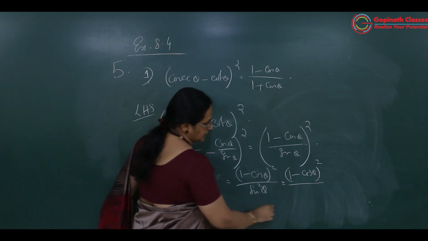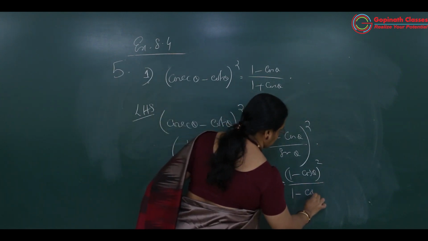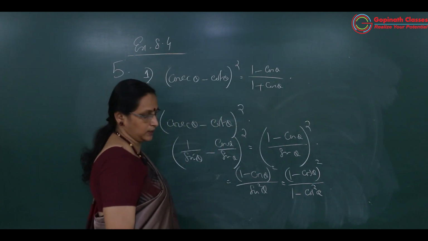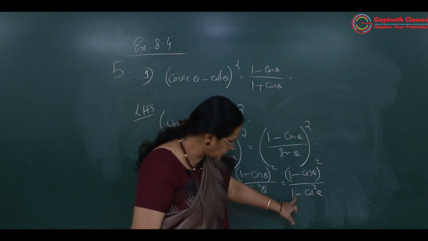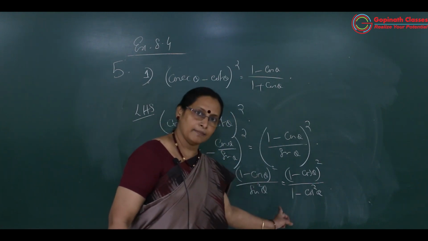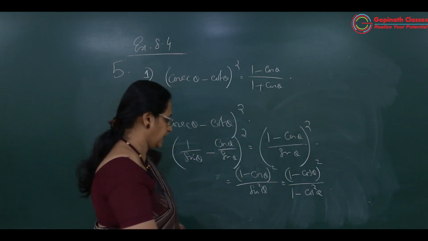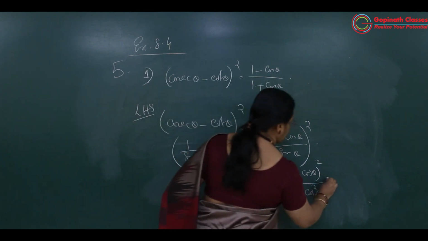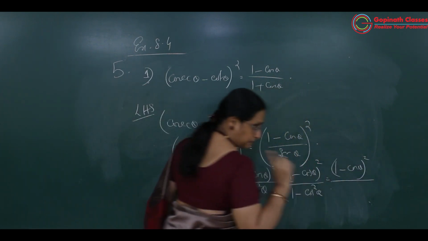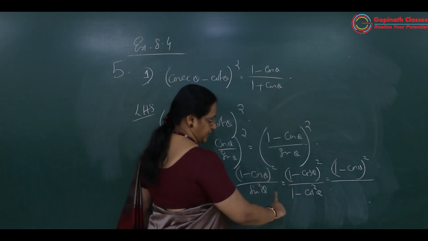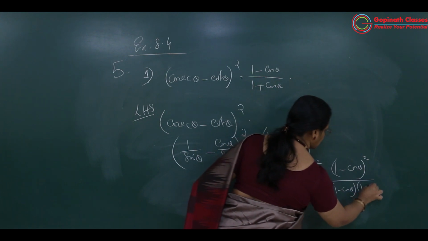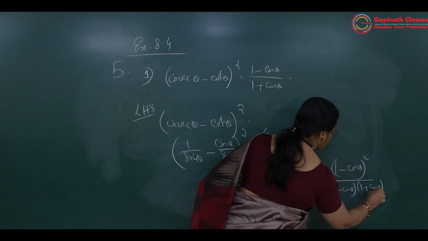So, let us convert the sine square into 1 minus cos square theta. You know, sine square theta is nothing but 1 minus cos square theta. And this 1 minus cos square theta, further it's an identity. It is a square minus b square, a minus b into a plus b. Don't expand but factorize. I can write 1 minus cos theta into 1 plus cos theta.